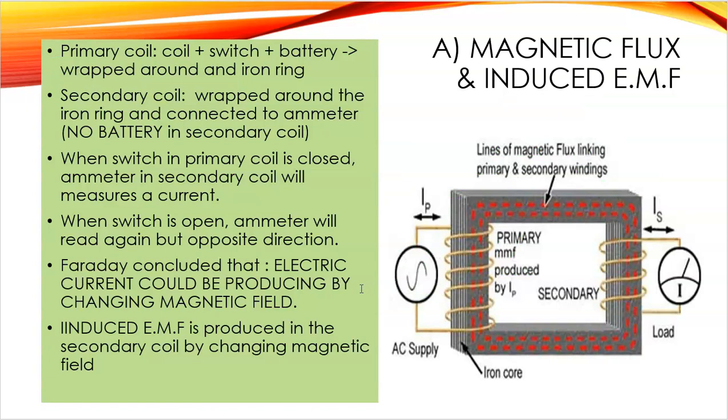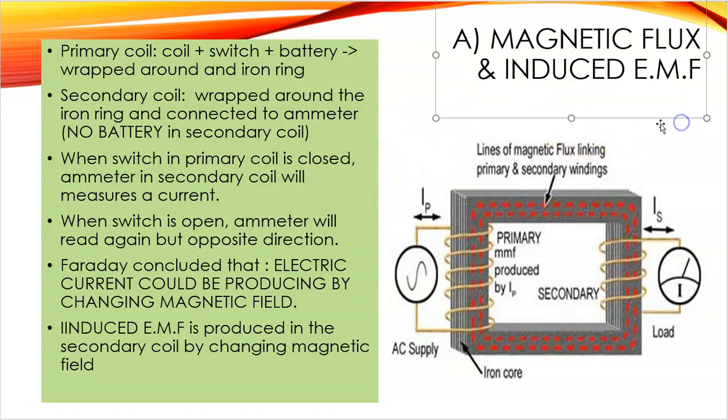Now I will continue. So this is magnetic flux. I'm going to use this circuit over here to show you how induced EMF was introduced by Michael Faraday. This happened in his lab. Michael Faraday was a British physicist and also a chemist, from 1791 until 1867. He is the one who introduced the idea that electric current could be produced by a changing magnetic field. This is what he concluded from this experiment.